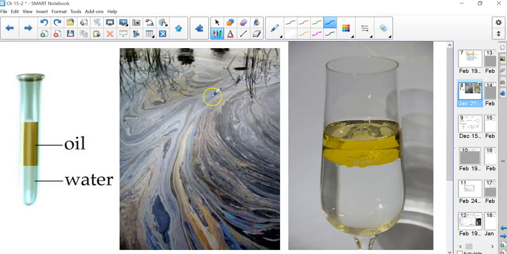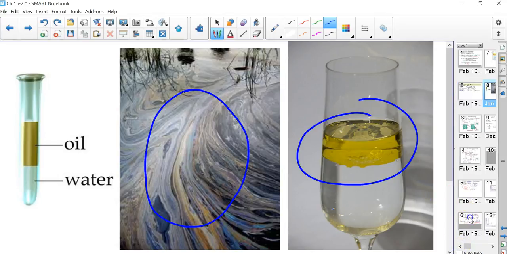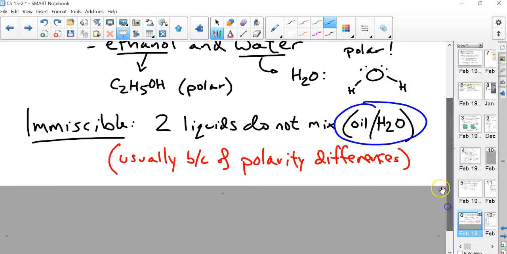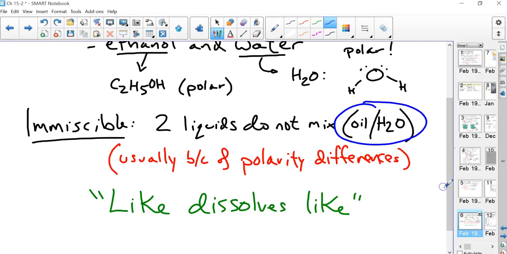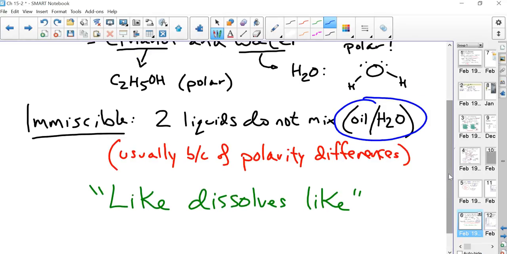And this leads to some phenomena you've seen before in nature. For example, after a big storm, you see this coming out of the parking lot. That's oil floating on water, just like you see in salad dressing. And it's because of their polarity differences that they don't mix so well. So do remember the term like dissolves like, because it does help describe how things dissolve in each other.